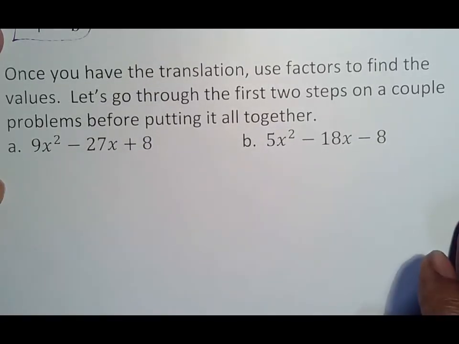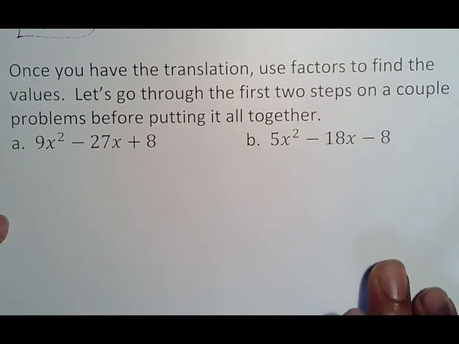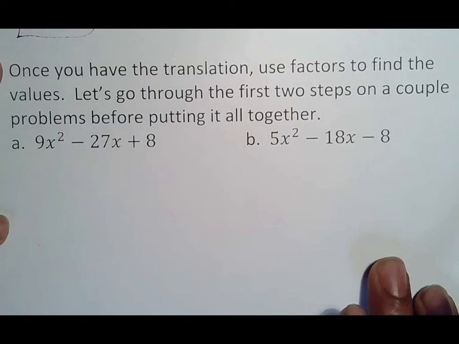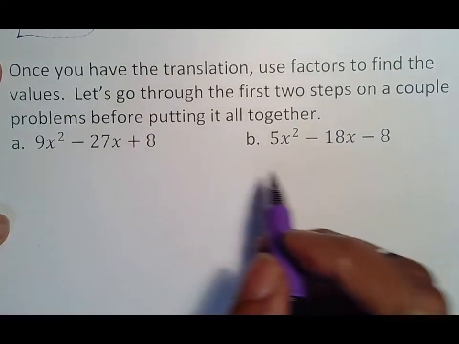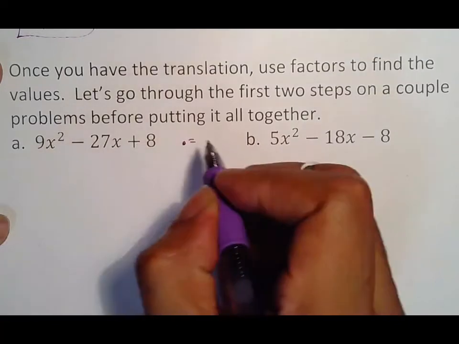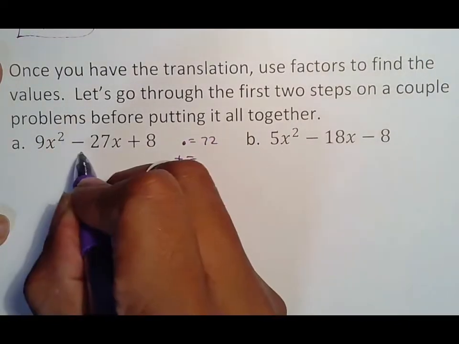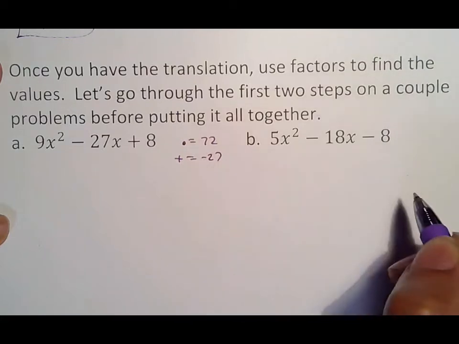So now we're going to go ahead and practice the first two steps before putting it all together. I believe we have some of these to do. Yes, we do. So we're not going to work A and B out completely, but we will start later on. So this is just working on A and B. Here we are looking for numbers that multiply to 9 times 8, which is 72, and add to this number, which is negative 27.